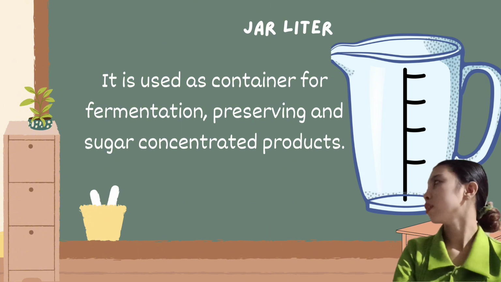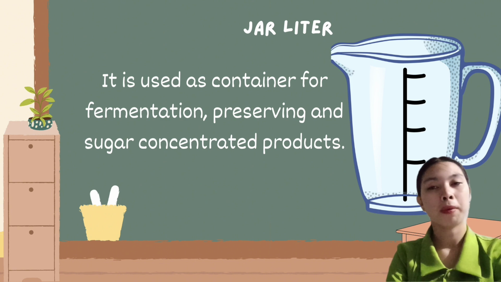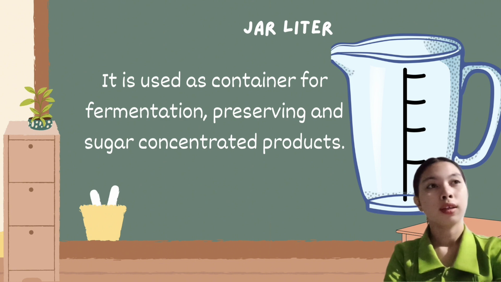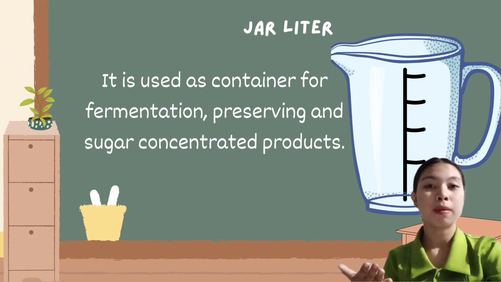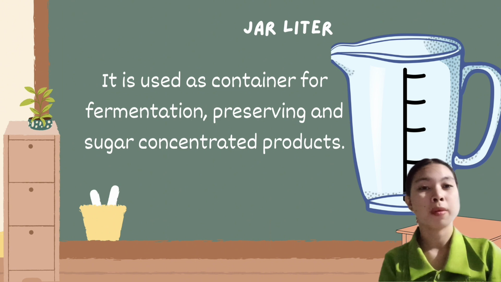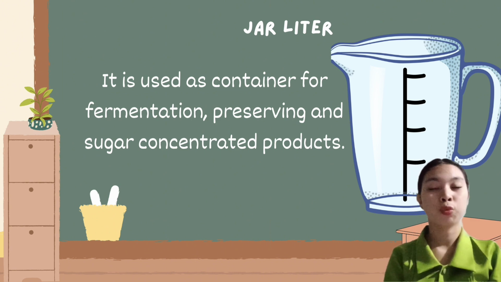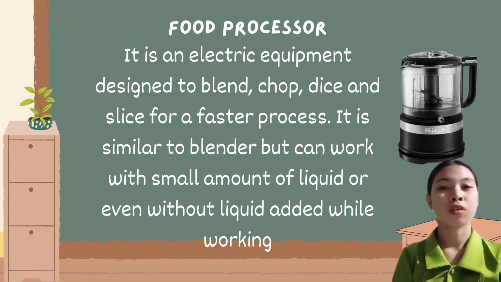So, we have here also the jar liter. Ito naman nilalagay yung kapag magpa-preserve ka ng mga sugar preservation. So, dito is, para siya measuring cup, but mas maganda sa jar liter is glass siya. And then, mas mabilis kang makakapag gawa ng mga sugar syrup na mga ginagamit sa sugar preservation with the use of jar liter. So, kasunod is food processor.